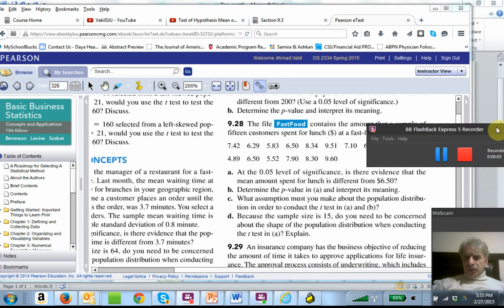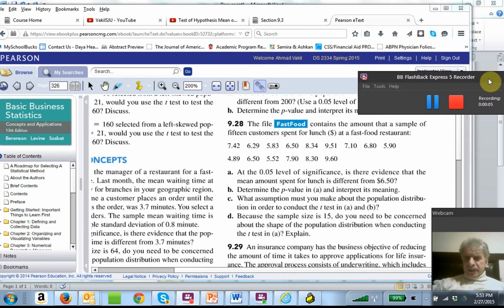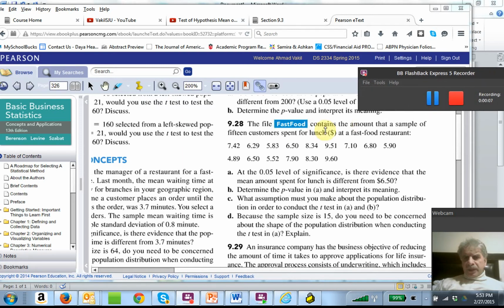Hi, I would like to go through one problem related to the test of hypothesis. I'm looking at problem 9.28 of your textbook. I have to read the problem very carefully and see if I could determine what kind of test I need to use. So I read the problem, and the data is actually saved already in the fast food file.